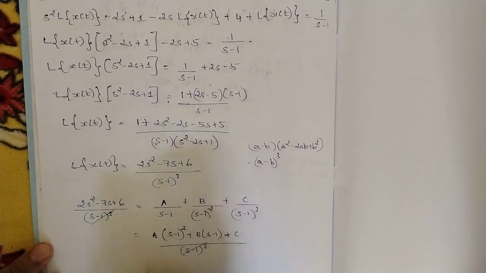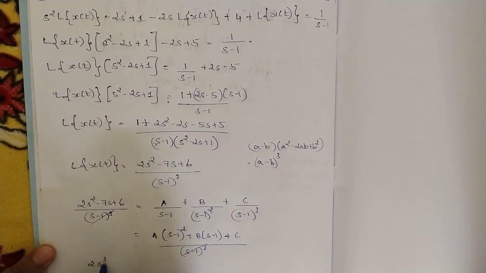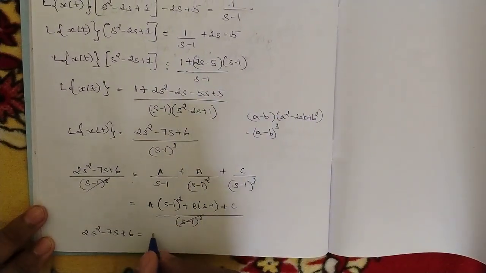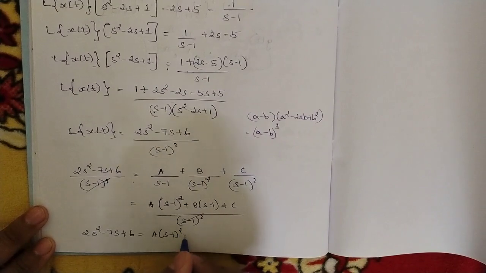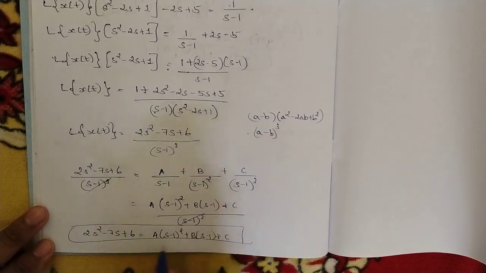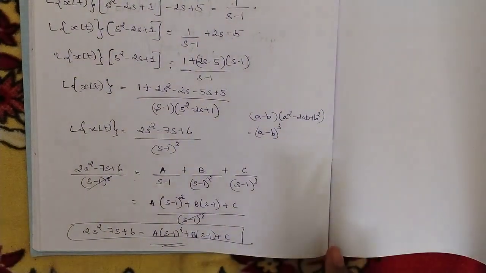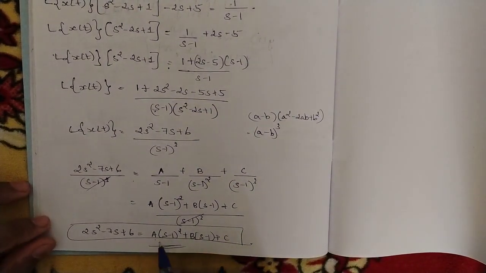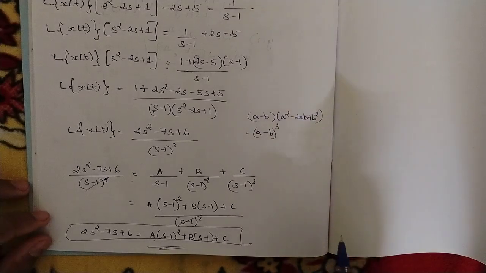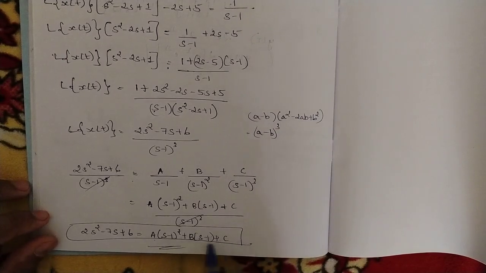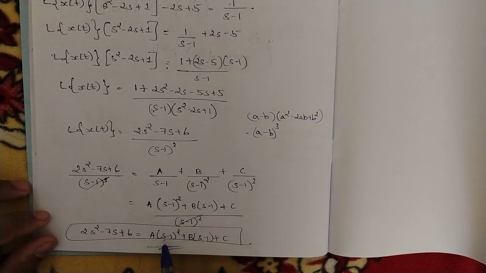Okay, so the denominators would get cancelled, and you would be left with 2s square minus 7s plus 6 is equal to a into (s minus 1) the whole square plus b into (s minus 1) plus c. For this now you should be finding the values of a, b and c. Let us see which values can be found first. In a and b we have common terms, so you could find the value of c, because if you put s as 1, the a and b terms will get cancelled. Okay, so let us do that.